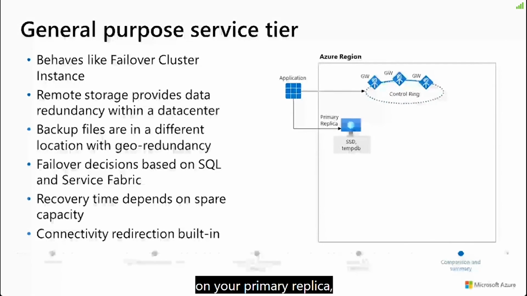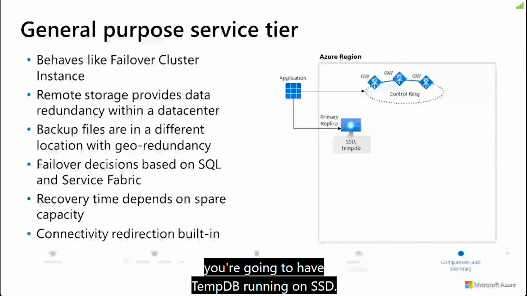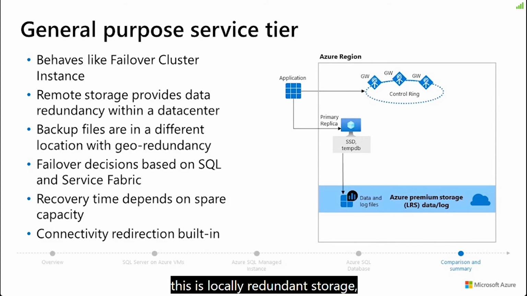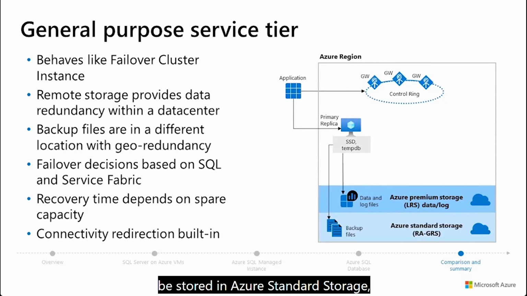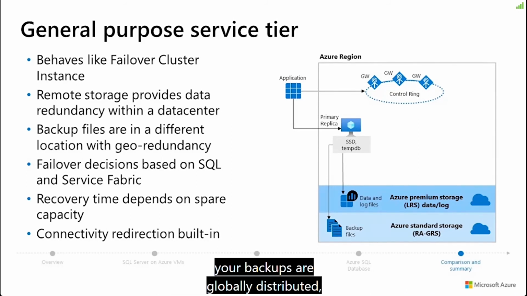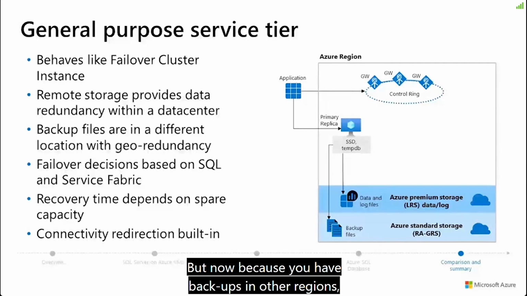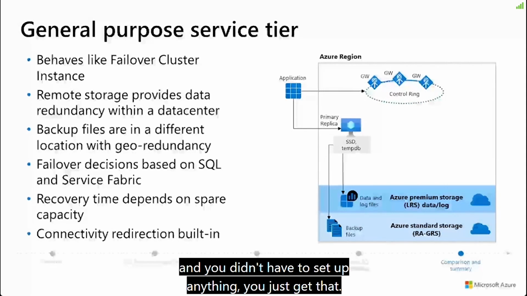But in general purpose, on your primary replica, you're going to have TempDB running on SSD. However, your data and log files are going to be stored in Azure Premium Storage. This is locally redundant storage. And your backup files are going to be stored in Azure Standard Storage, which is globally redundant storage. So that means right off the bat, your backups are globally distributed, which is going to protect you in times of a catastrophic failure where maybe this whole region goes down. But now, because you have backups in other regions, you can actually do a geo restore, and you didn't have to set up anything. You just get that.